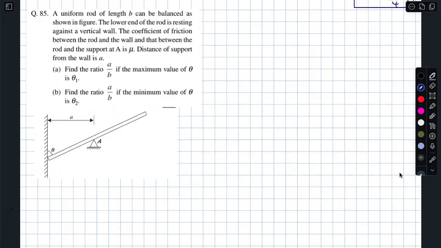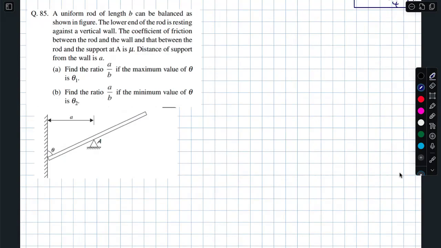A uniform rod. Check the question once. A uniform rod of length B can be balanced as shown in the figure. The lower end of the rod is resting against a vertical wall. The coefficient of friction between the rod and the wall, and that between the rod and support at A, is mu. Distance of support from the wall is A. Find the ratio of A by B. The maximum value of theta is theta 1.